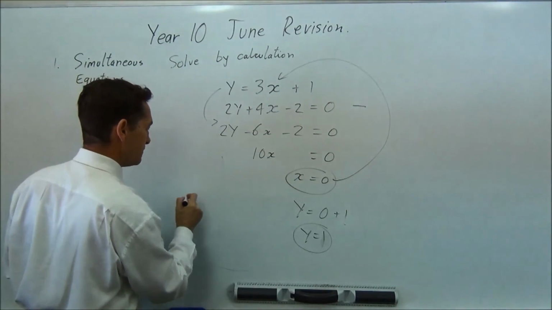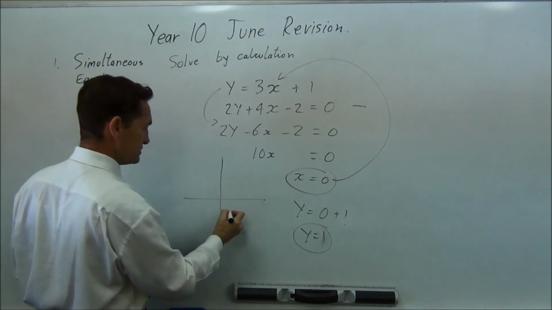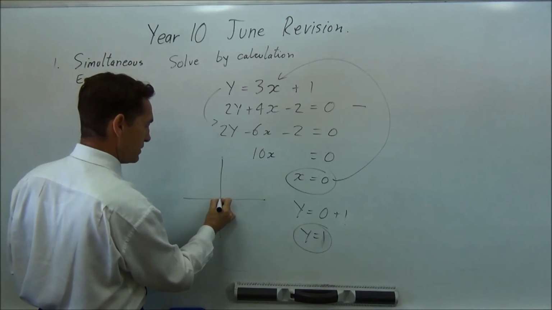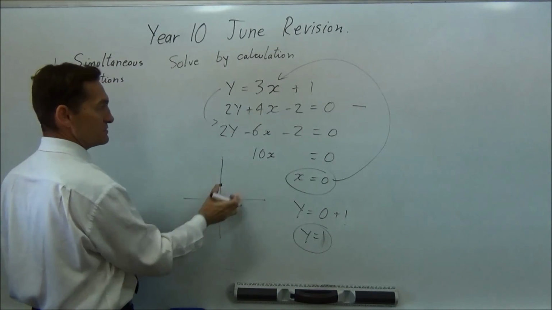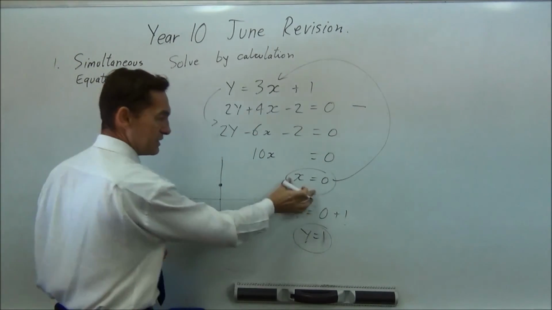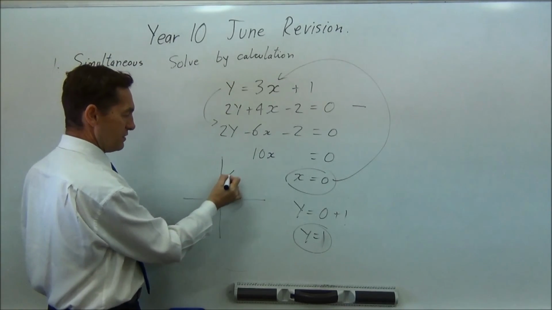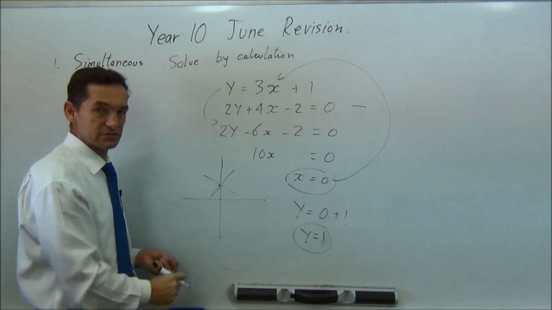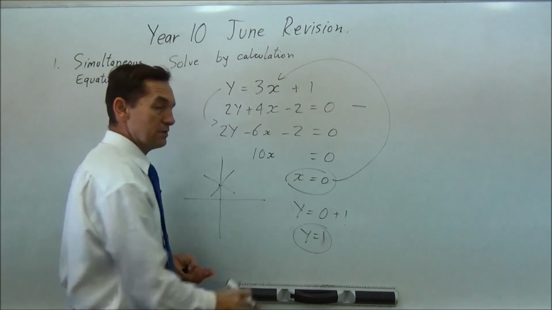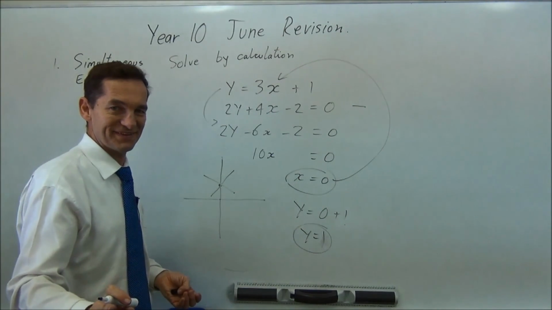So let's just draw a really quick graph that we can actually see. So 0, 1 is here. So what this solution is telling us is that these two lines cross over here, there, and that's the solution. So getting a 0 is not always a bad thing, and you're done.